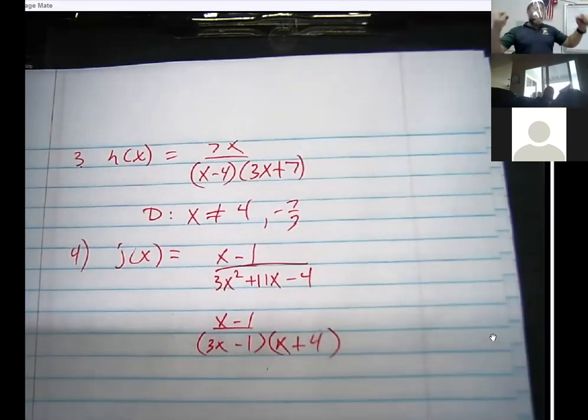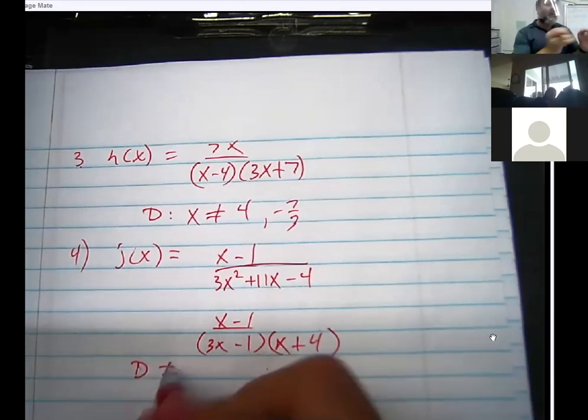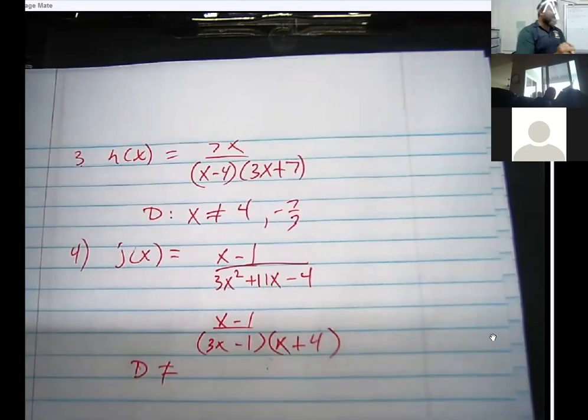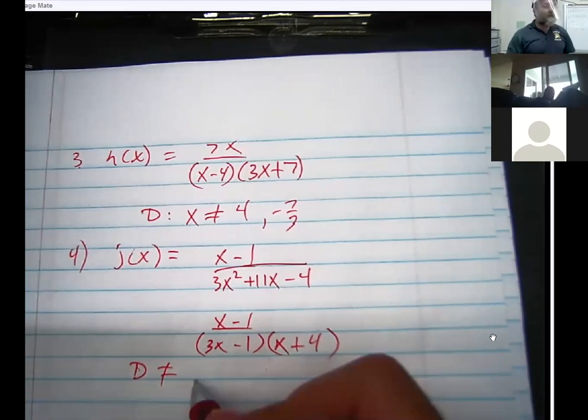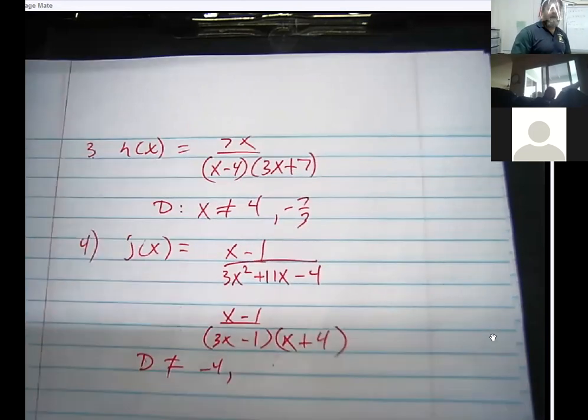So guys, what are the two bad guys? What are the two things that I have to say, hey, you know what, don't pick this? What are the two bad things that I cannot have? I cannot have -4. -4 would be all bad. And what else would be bad? Is it -1/3? No, it's +1/3.